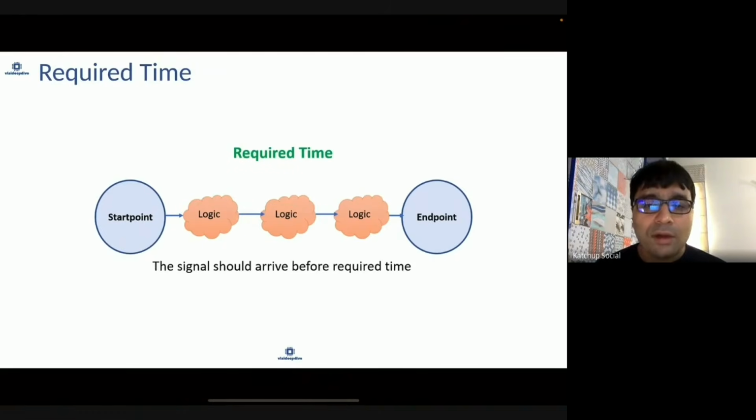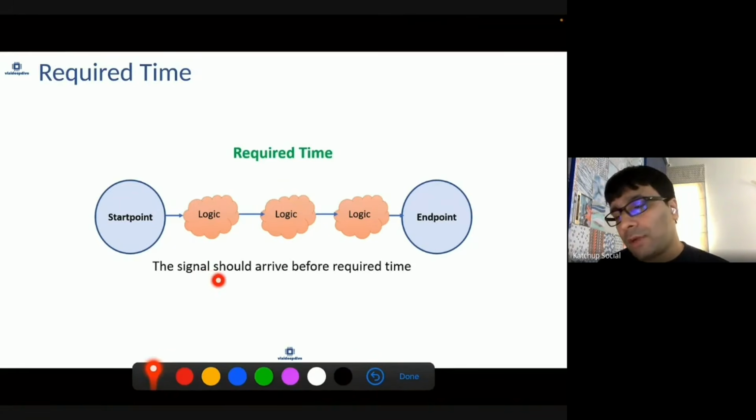What is data required time? Data required time is the requirement of the design, that data should arrive before the required time. So what is the required time for data to arrive here? This is typically a function of the clock frequency, which clock is launching this data, which clock is capturing the data, and what the frequencies of those clocks are. And it's also a function of the setup time requirement of the endpoint flop.